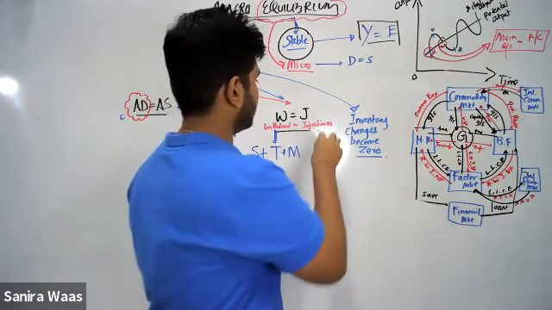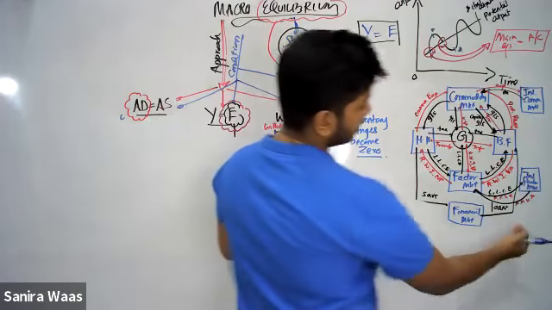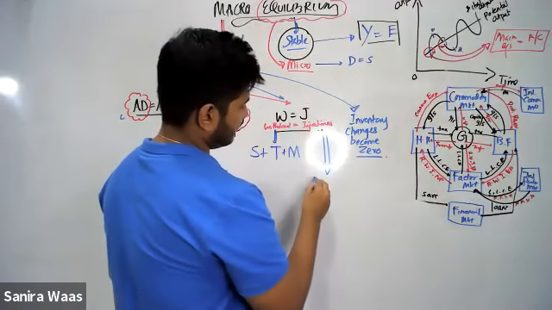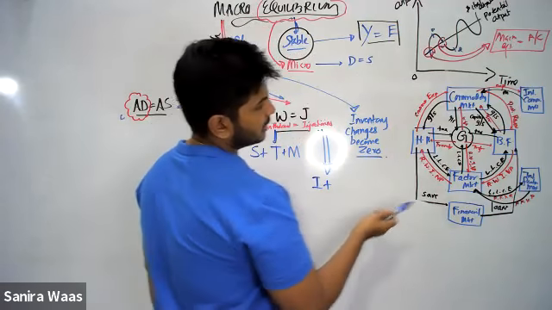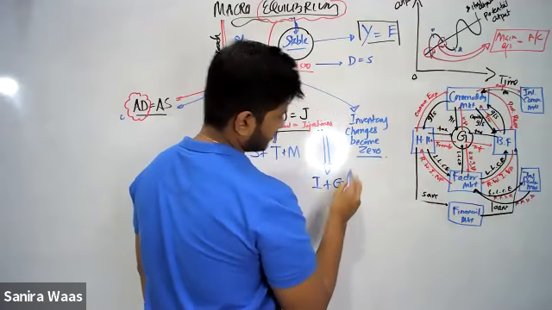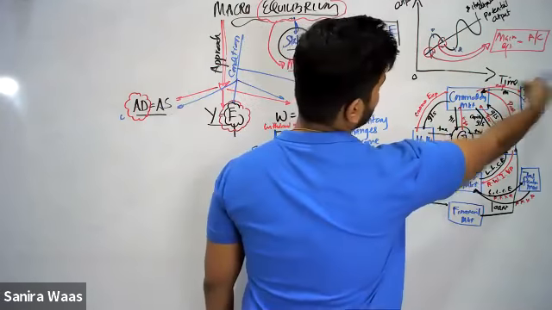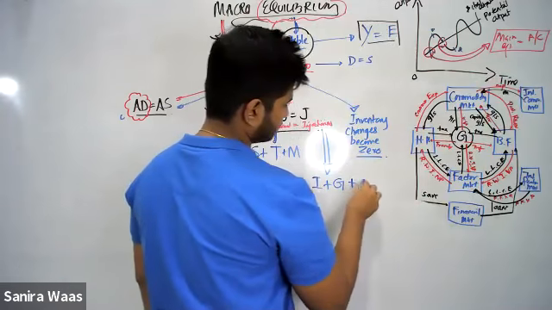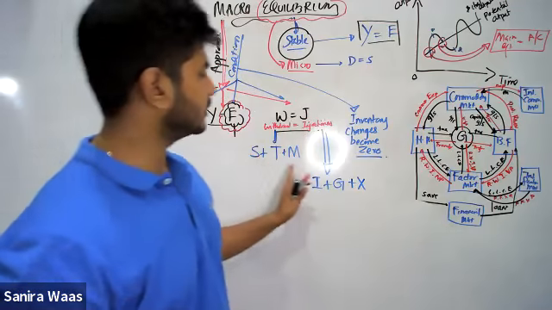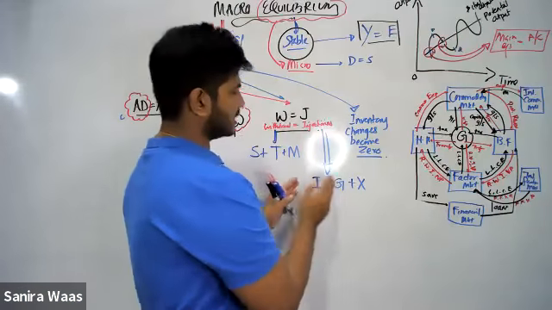On the other hand, we have injections. Things come in. What? Investment plugs in. Then government expenditure plugs in. And then what of exports? Exports plug in. So these are the components of withdrawals and injections. These are pretty much the withdrawals and injections.